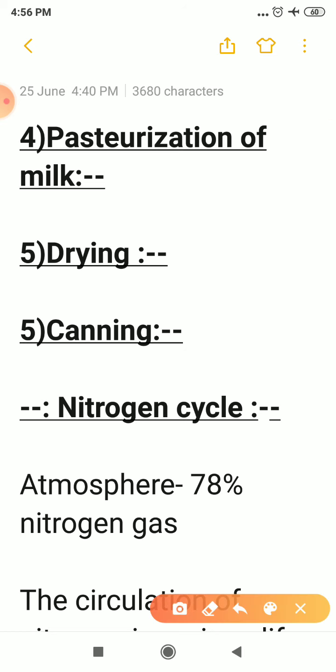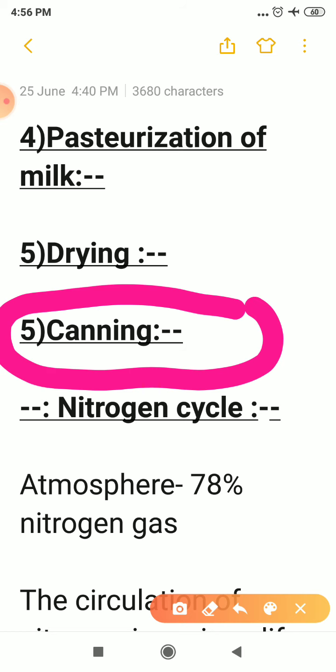The next method is canning. What is canning? You buy several eating items from your nearby shop. Similarly, there are several other items that are kept in a closed container. The air is removed from that container, and only the thing that we are going to store is kept inside, and it is closed. It is canned.